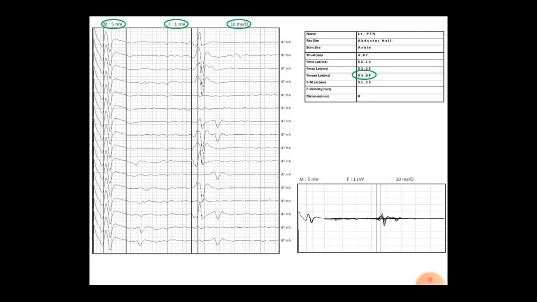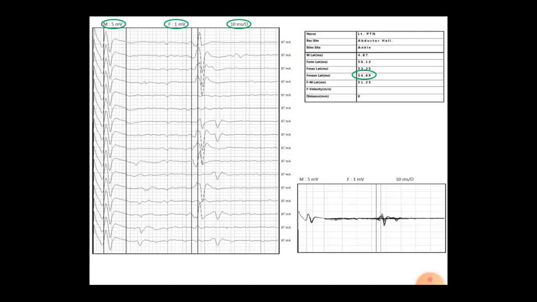So M wave is seen at the gain or sensitivity of 5 millivolt, and F wave is seen with the gain or sensitivity of 1 millivolt, and this whole graph is at the sweep speed of 10 millisecond per division. Here you have to see the F mean. So F mean here is 54.69. So for upper limb F-wave latency should be less than 30 millisecond, and for lower limb F-wave latency should be less than 60 millisecond.